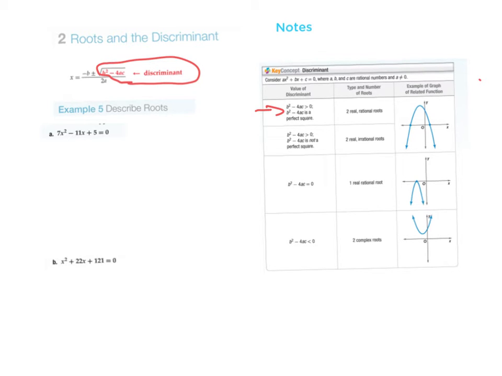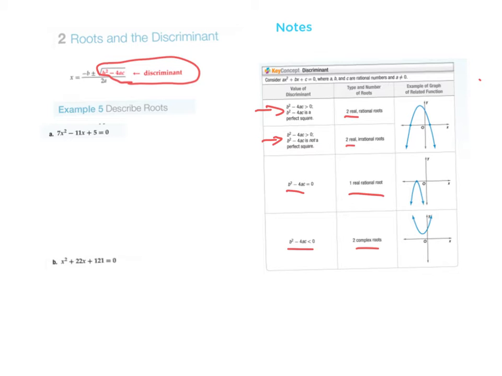but is a perfect square, we're going to get what's called two roots, or two answers. If we get a number bigger than 0, but it's not a perfect square, we still get two answers. They're just irrational. If the discriminant equals 0, then we only get one rational root. And if the discriminant is less than 0, then we have two complex roots. So let's go through and describe the roots we have for this particular problem.